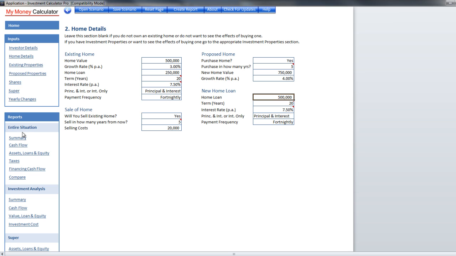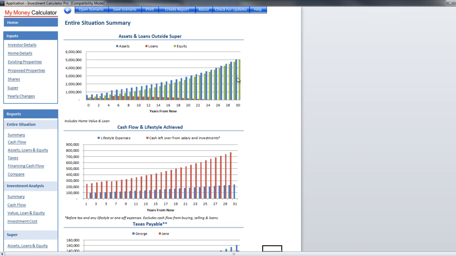Flicking back to our summary page, we can now see the couple has around $5 million in equity at the end of 30 years. It's quite a big difference.